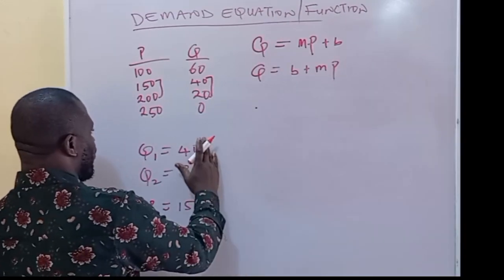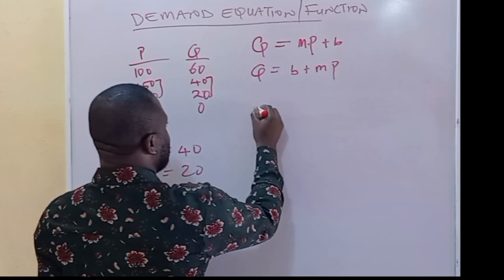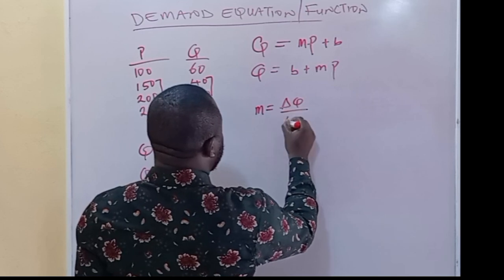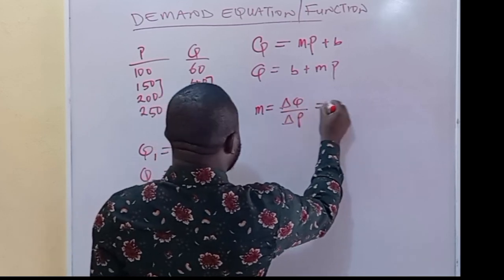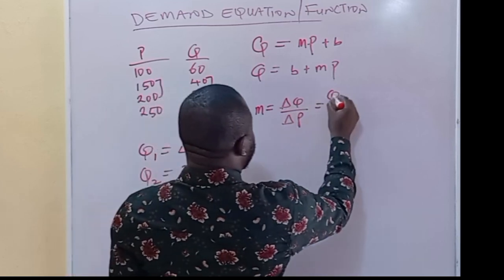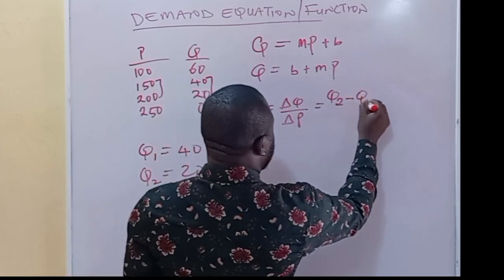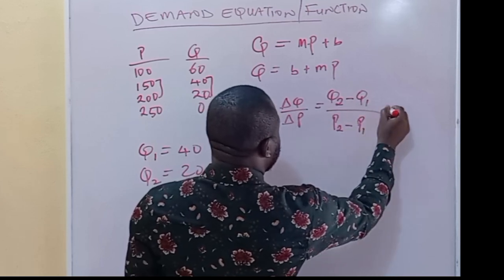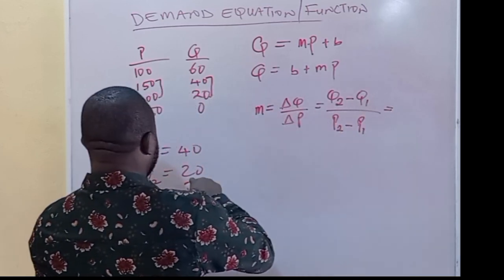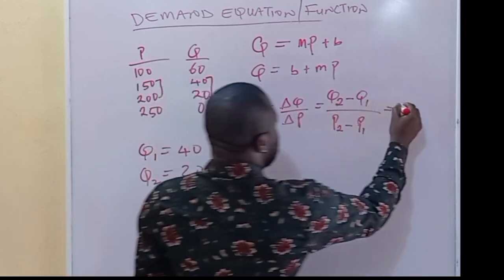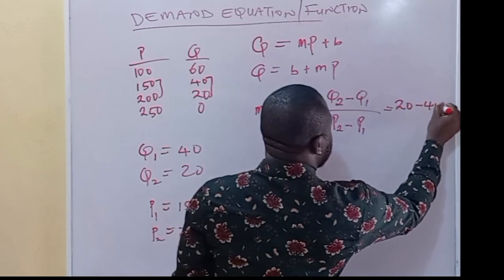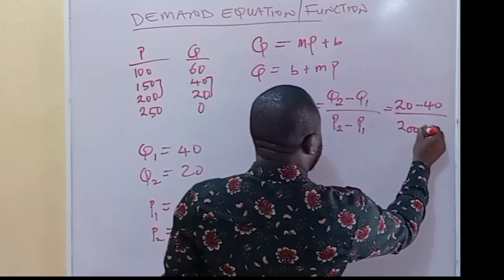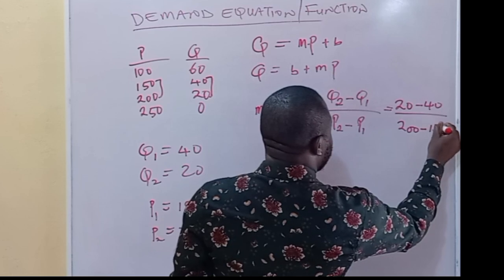By plugging in these quantities and prices into the slope equation, we have that M equals change in quantity over change in price. And change in quantity is Q2 minus Q1, all over P2 minus P1. Our Q2 is 20, while Q1 is 40. It will give us 20 minus 40 divided by P2, which is 200, minus P1, which is 150.